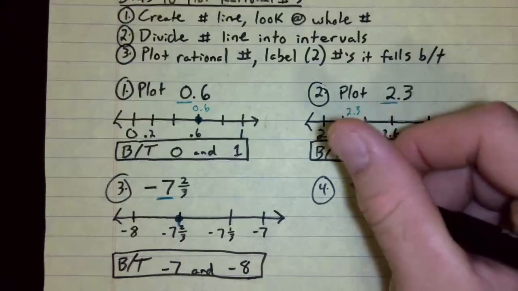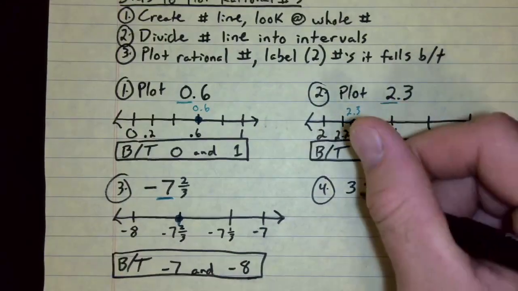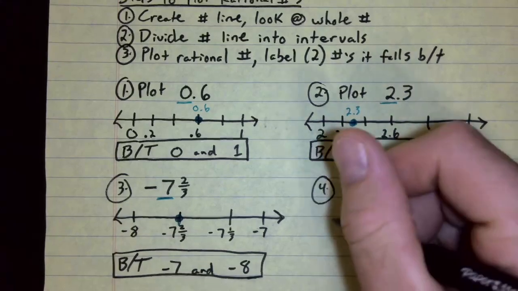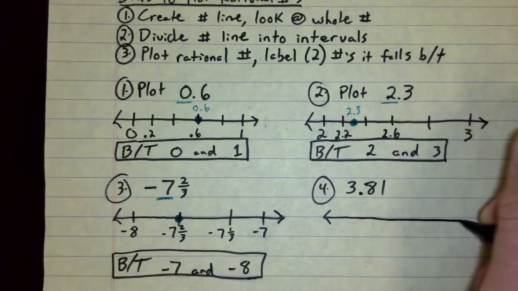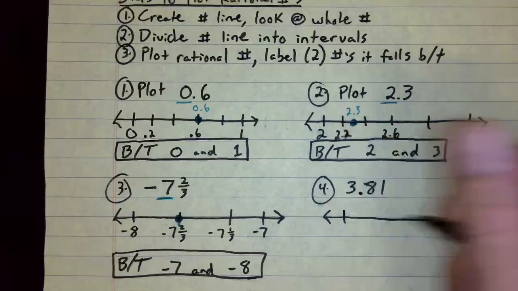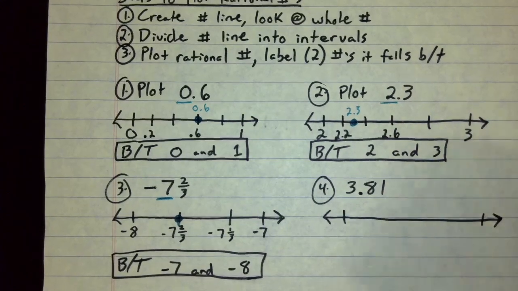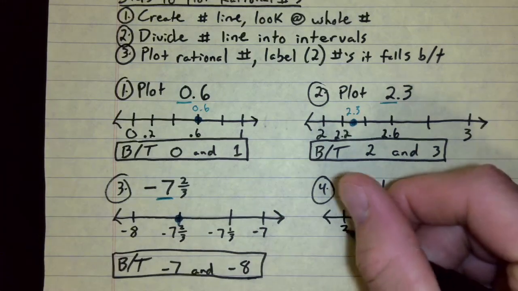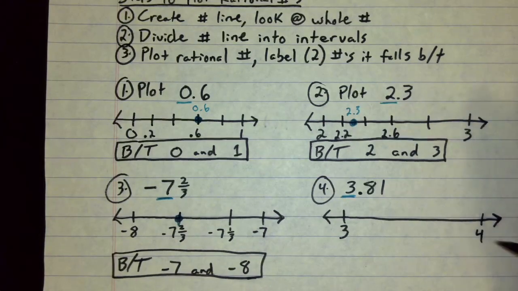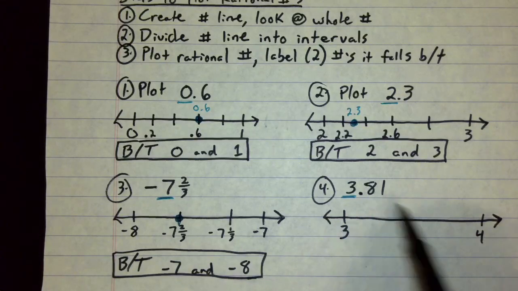Number 4 is 3 and 81 hundredths. All right, so let's start with your number line. Draw your number line, and take a look at that first whole number. We know that first whole number is 3, so that's easy to start with. We'll put a 4 right there because we know 3 and 81/100 is between 3 and 4.